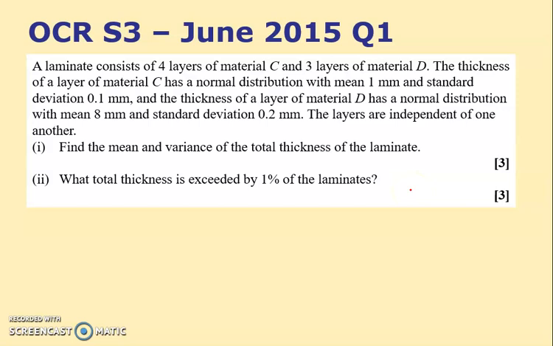This is an old exam question. A laminate consists of 4 layers of material C. So that's 4 different layers. So that's C1 plus C2 plus C3 plus C4, I think, and 3 layers of material D. I think I'm doing this right, plus D1, D2, D3.